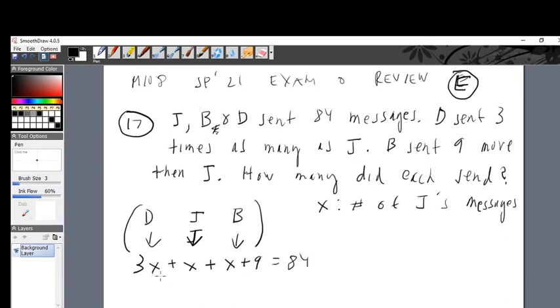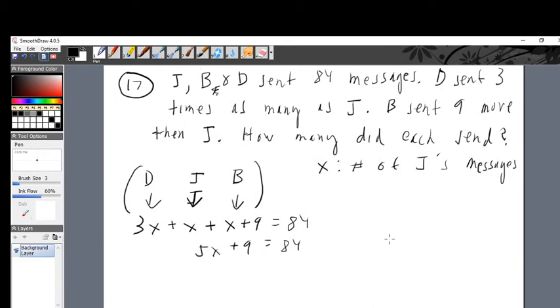Let's see what happens. 3X, 4X, 5X, so it's 5X plus 9 equals 84. Minus 9 on the left, minus 9 on the right. We get 5X is equal to 75. 84 minus 9 is 75. Divide by 5, divide by 5. X equals 75 divided by 5, which is 15. 5 times 10 is 50, 5 times 5 is 25, so X is equal to 15.